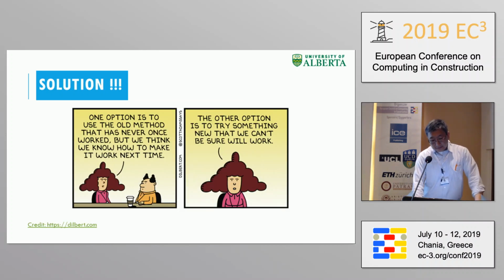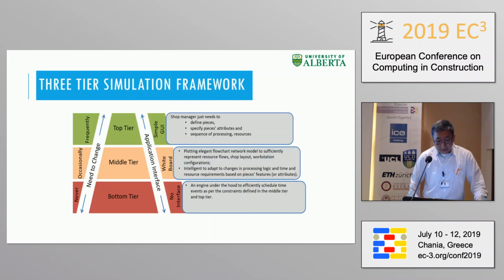So the solution is there are two options, okay? You can take a quick read of this cartoon. We're very lucky to have the trust of the industry partner, and we take the second option, okay? Let's try something new, and we can't be sure it will work, okay? There's some risk, but that actually creates the research opportunity and the collaboration opportunity between industry and academia, okay?